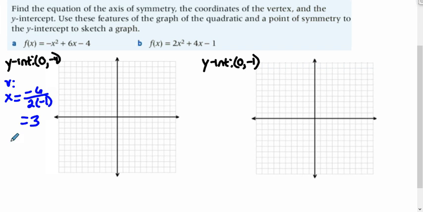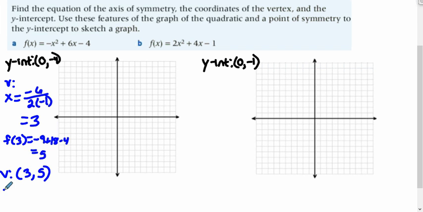Now to find the y value, you've got to plug 3 back into your original equation and get your y out. So you're going to calculate f of 3. So f of 3 is the opposite of 3 squared, so that's -9 plus 18 minus 4. So that gives us 5. So therefore my vertex is 3, 5.